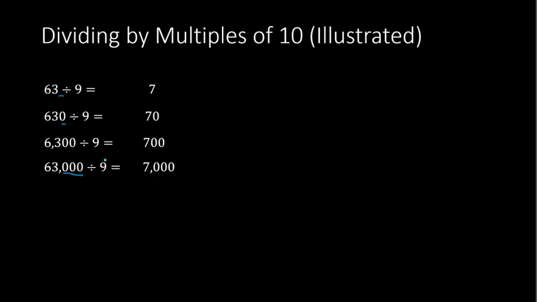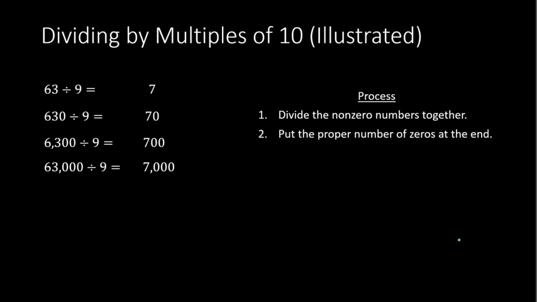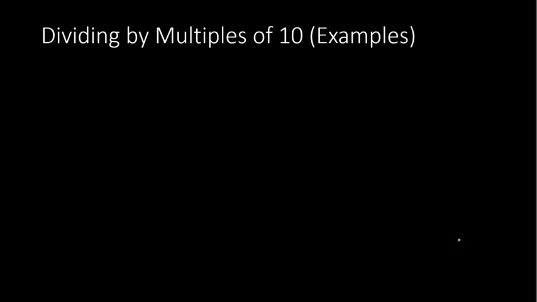So this illustrates the process that we can use, and that is we can divide the non-zero numbers together. That is step 1. And then step 2 is put the proper number of zeros at the end. So what does that look like in some other examples?